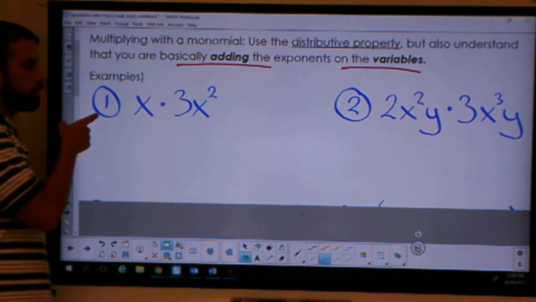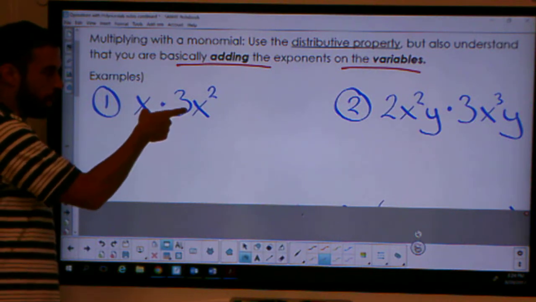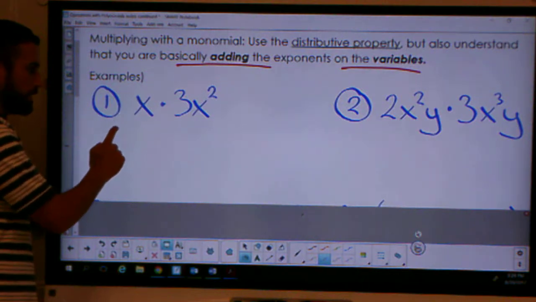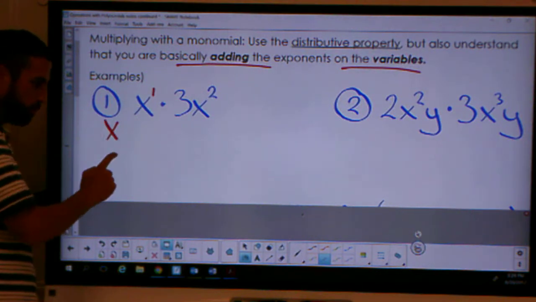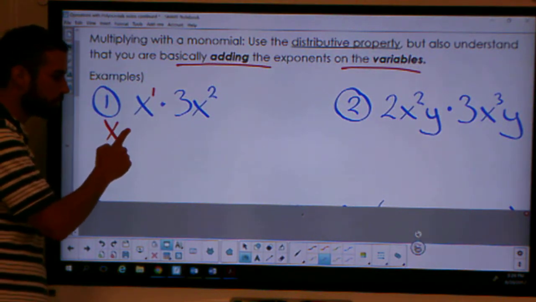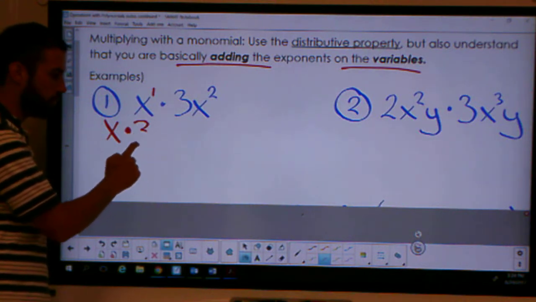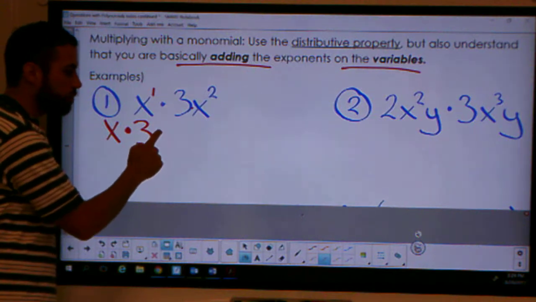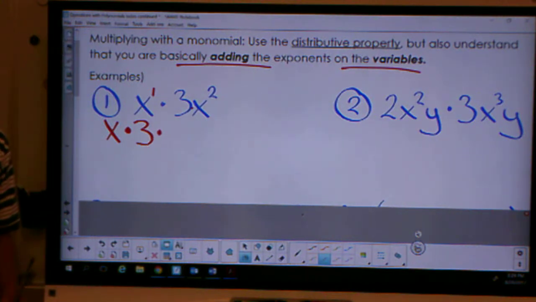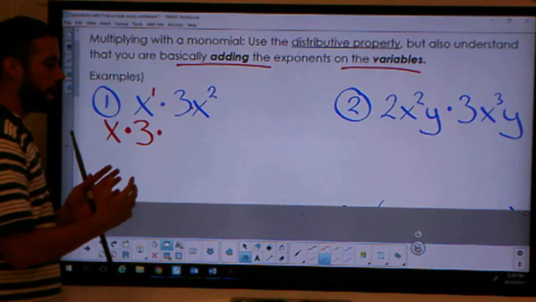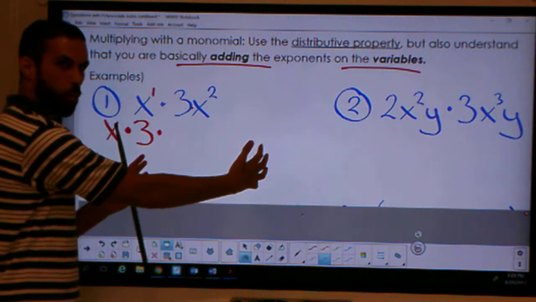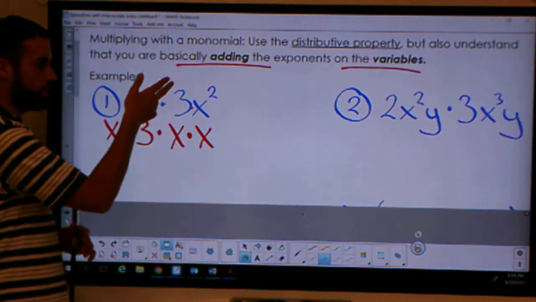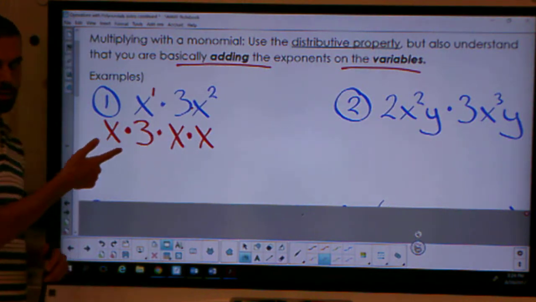Number one, we have a monomial multiplying another monomial. And the way I'm going to rewrite it is as follows. This x is an x to the 1, so I'm just going to put down 1x. It's multiplying with the 3. But then x squared, which is also multiplying with the 3, I'm not going to write as x squared. I'm going to write it in its expanded form, meaning x times x. It says x squared, so that means you have two x's.